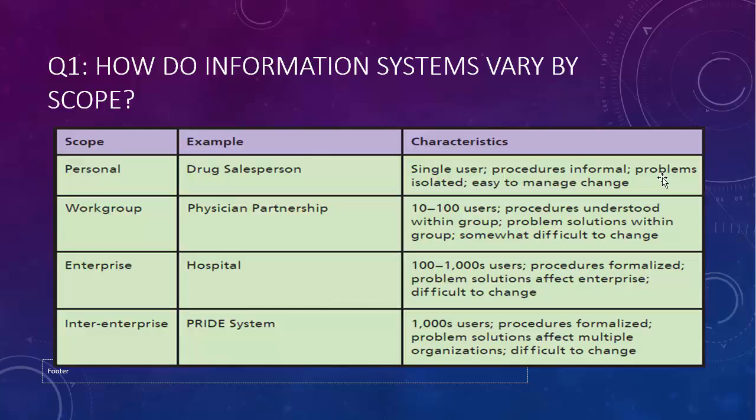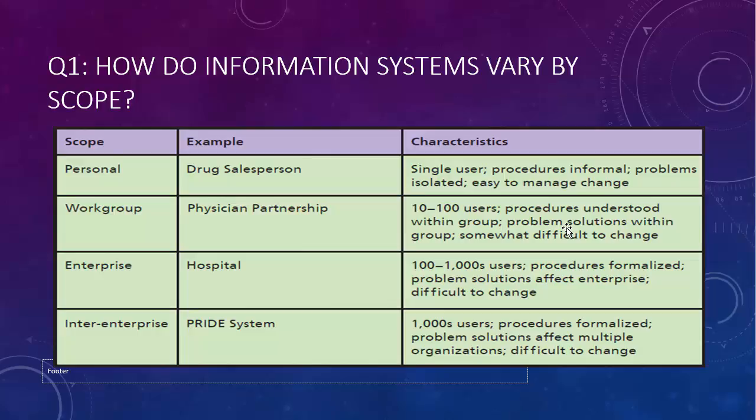Then you have a work group. So you might have systems that are designed for that particular group. An example might be this physicians partnership. You might have somewhere in the range of 10 to 100 users. Typically everybody understands the procedures within the group. If you come up with different solutions within the group and you need to change things, it might be a little difficult to change because then you've got to get all 10 to 100 users on board.